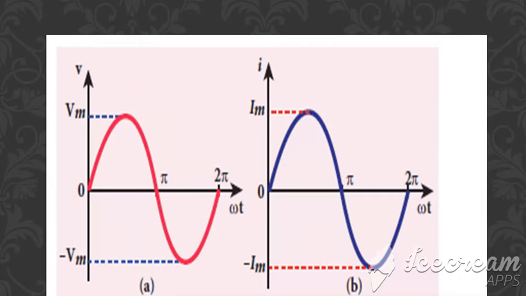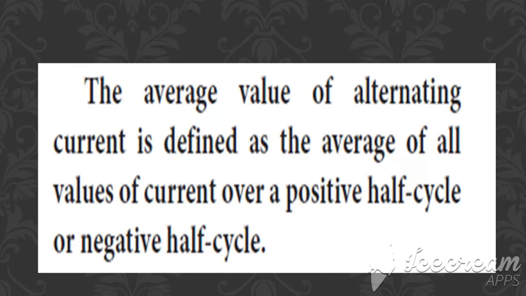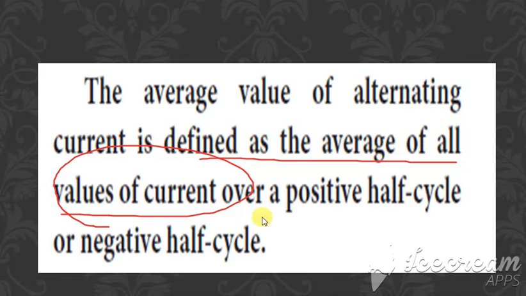Okay, so we have to know these maximum values and also the variation at 0, pi and 2 pi. Clear? Next is the mean or average value of AC, that is alternating current. So how do we write the mean value or the average value? It is a sum of all the values, is it not? Here also, the average value of alternating current is defined as the average of all the values of current over a positive half cycle or a negative half cycle.